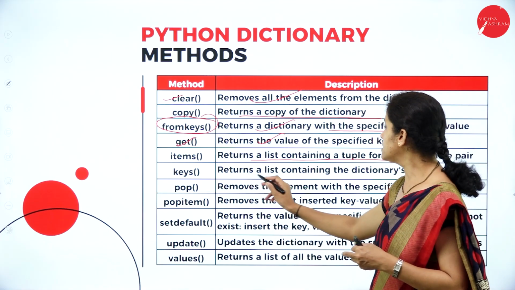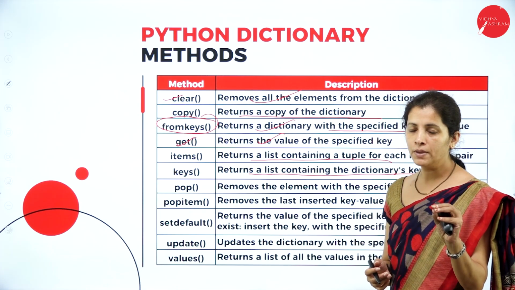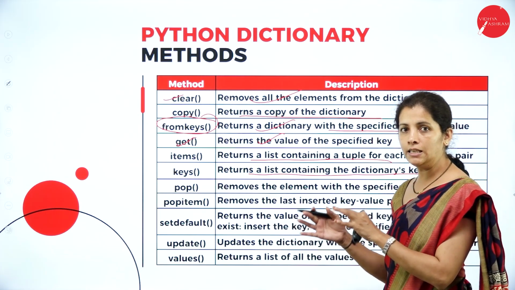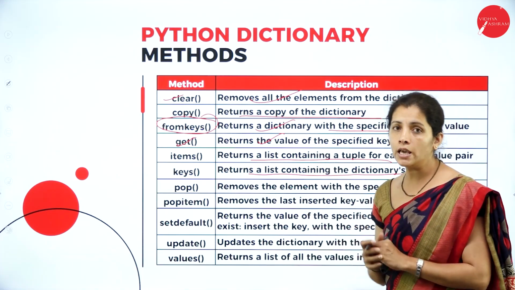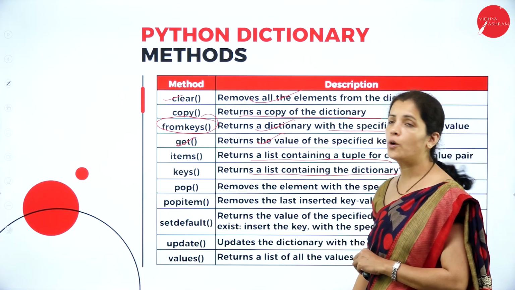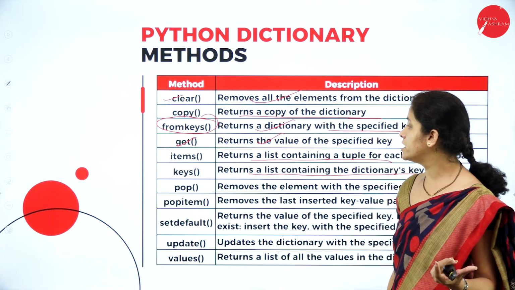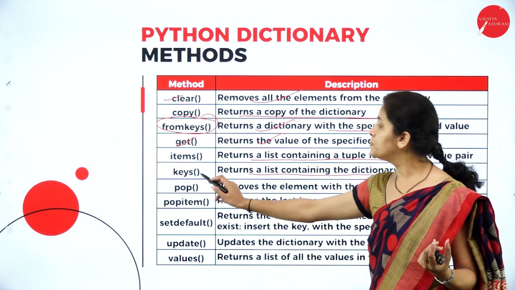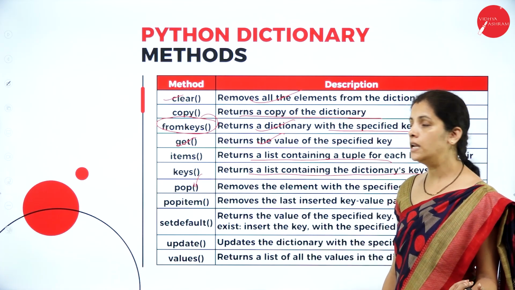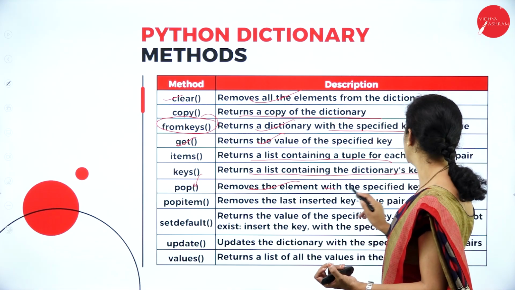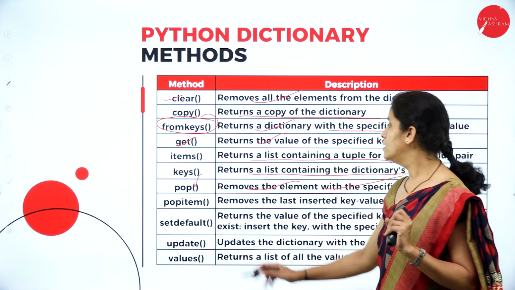Keys returns a list containing the dictionary keys. I want to specify the key. If the key is present in the list, then it is going to return the key with the pair value. Pop. So what is pop? I want to remove an element from the dictionary. So I am going to specify the position, from which position I want to remove the element. It removes the element with the specified key. So position is nothing but the key here.